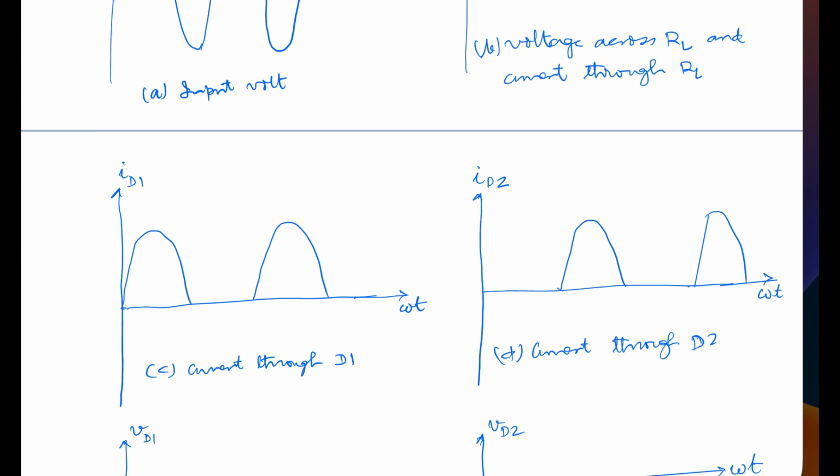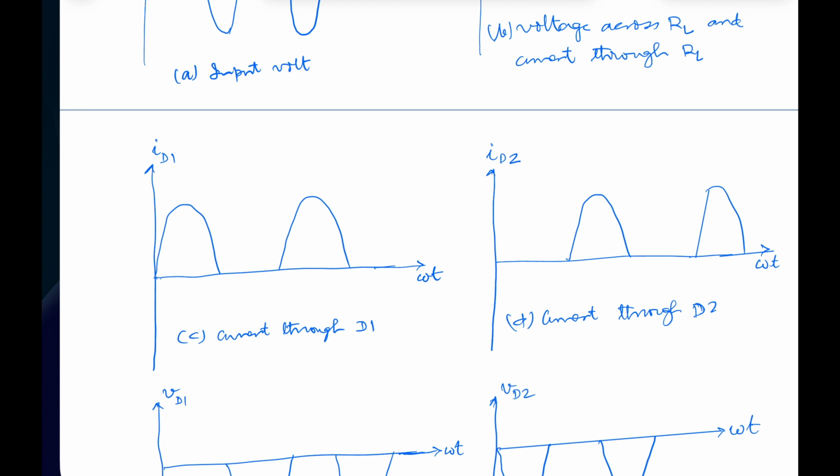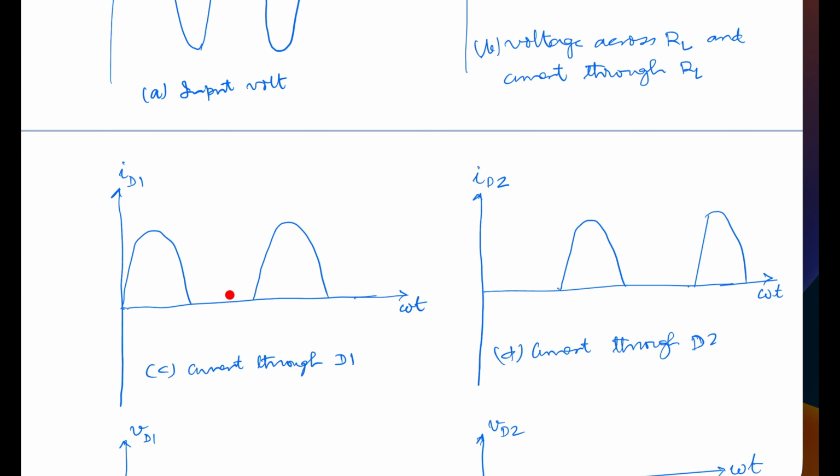So when diode D1 conducts, diode D2 remains cut off. When diode D1 conducts during this period, during the same period, diode D2 is cut off. When diode D1 is cut off here, diode D2 conducts. When diode D1 again conducts, diode D2 is cut off, and the process continues. So whenever one diode conducts, the other is cut off. Okay? So they conduct on alternate half cycles.